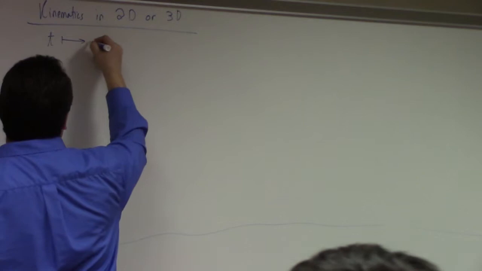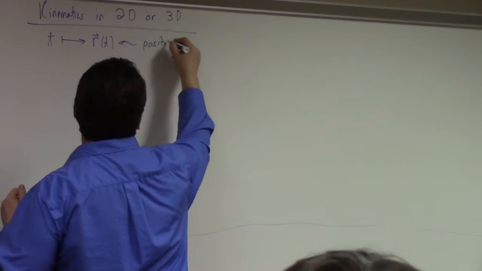So to describe a particle, you need a position function. A position function is simply a mapping. For each time, you've got to give me a position. So this is the position at time t.